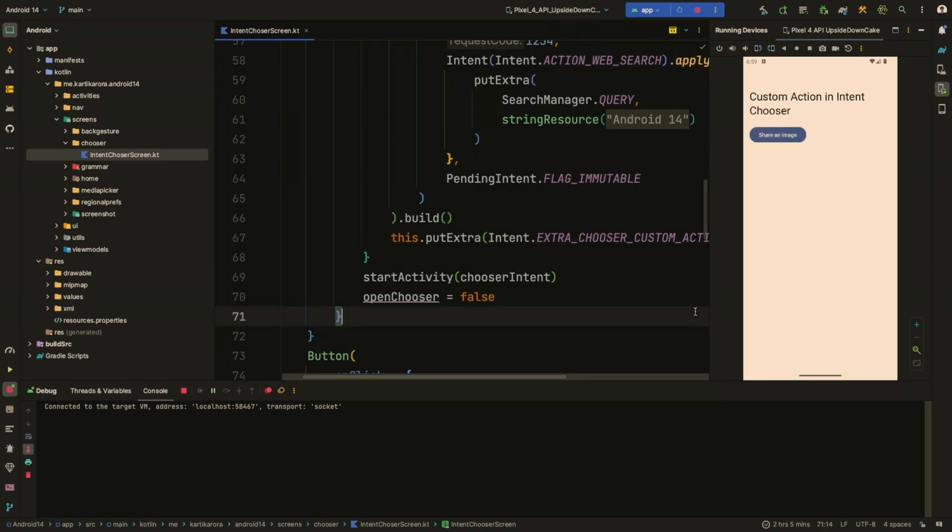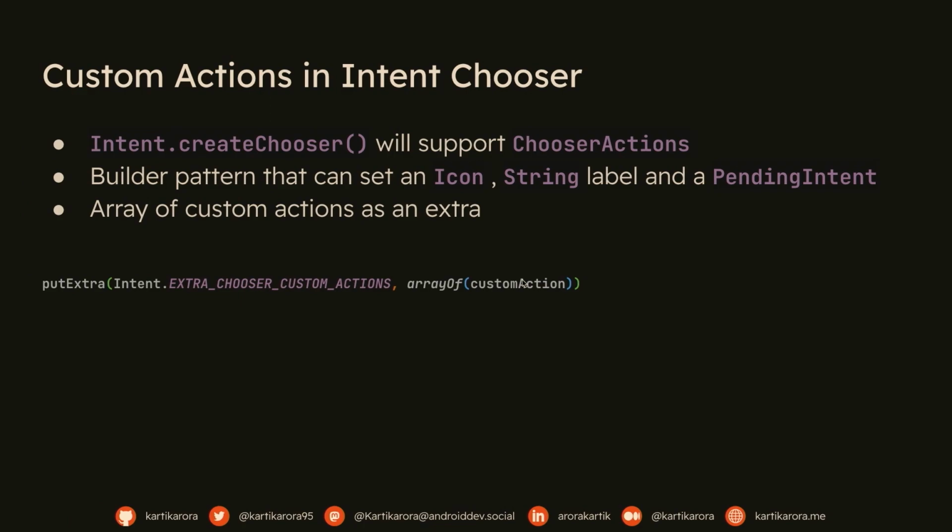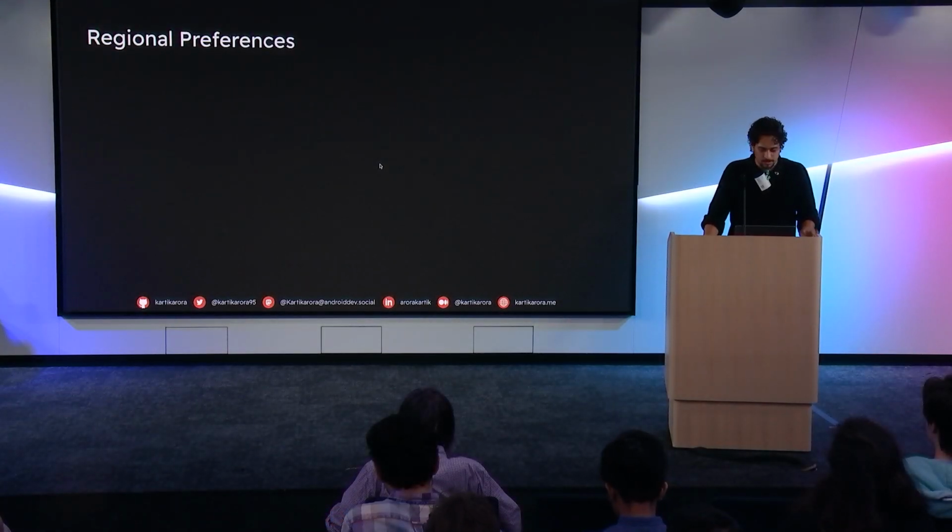So hopefully more apps adopt this, plug in their custom actions there. It's also got these smarts where if you've got app shortcuts and you declare the MIME type for that shortcut, this intent chooser will automatically show those so that it's a bit faster and you don't really have to create actions every time. OK, I'm going to move to the last one now, and it's regional preferences.